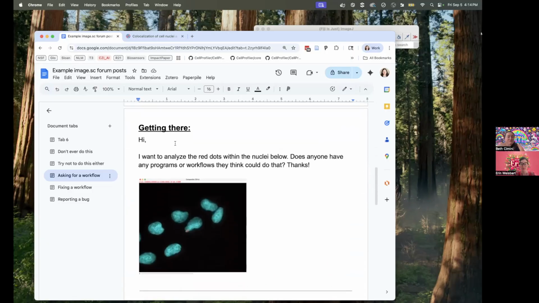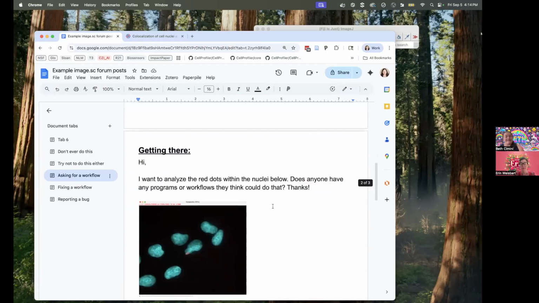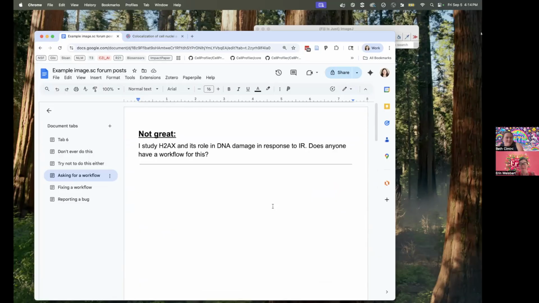So it is actually better for you getting an answer, in addition to your boss being less worried about you getting scooped, that you say, hey, I want to find the red dots in this picture. Here's a screenshot of the thing I want to find. Do you have a suggestion for what might be able to do this? This is actually a better post and is less likely to get you scooped than the other post.